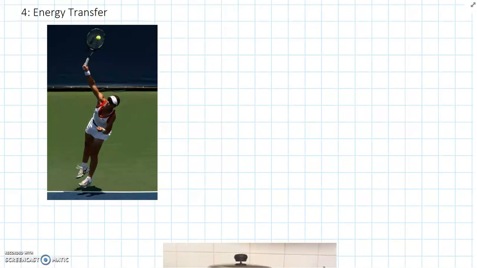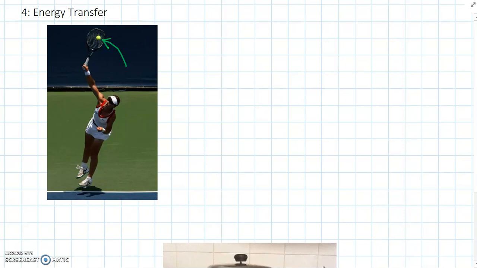Okay, we're going to start this video by looking at a situation. So here we have Sam Stosur. She's an Australian tennis player, and she's just serving a tennis ball. And when she serves, her racket moves up, and it has kinetic energy as her racket moves.